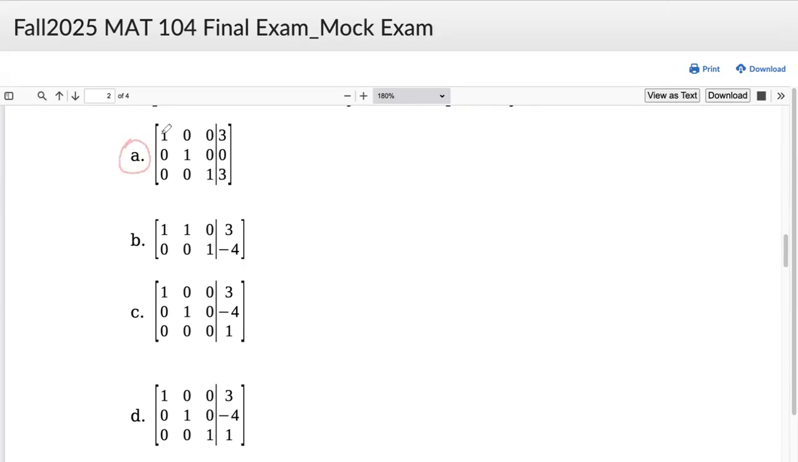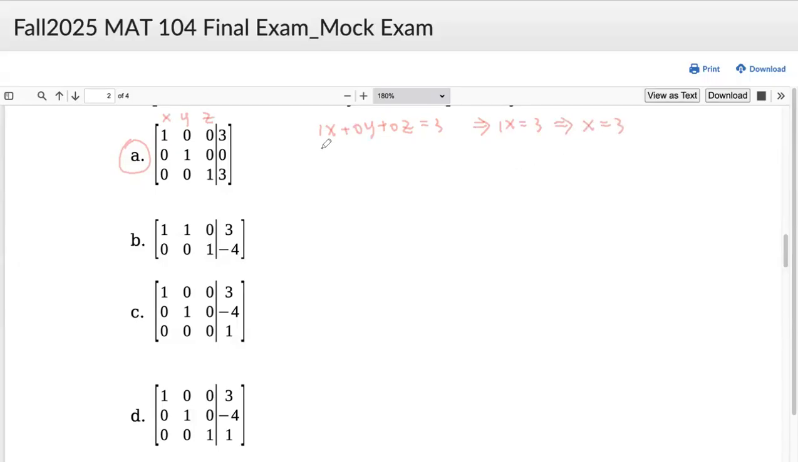So we want to interpret this matrix into a system of equations. The first row is saying 1x, this is x, y, z: 1x plus 0y plus 0z equals 3. And the 0y, 0z is 0. So this can be simplified as x equals 3. Or 1x equals 3, usually we just write x equals 3.